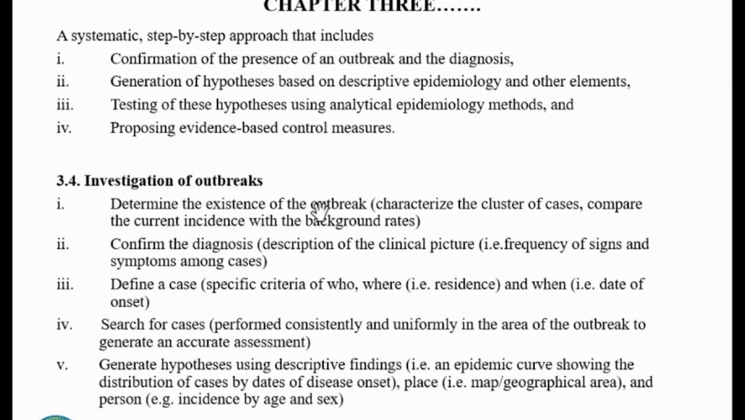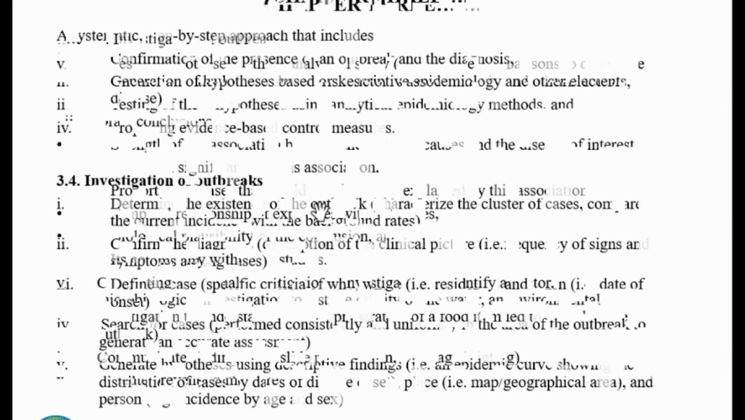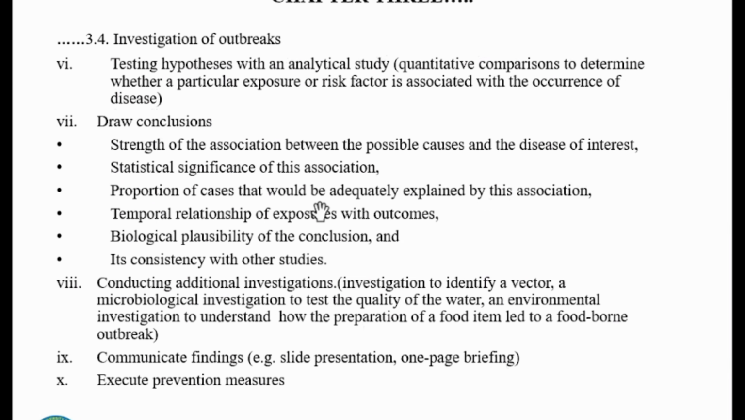And then after that, you generate hypotheses using descriptive findings: an epidemic curve showing the distribution of cases by dates of disease onset, place, map or geographical area, and person, incidence by age and by sex. After that, you have to test your hypothesis with an analytical study, quantitative comparisons to determine whether a particular exposure or risk factor is associated with the occurrence of a disease. So you have to find out the risk factor. And then after that, you draw conclusions, on the strength of the association between the possible causes and the disease of interest.